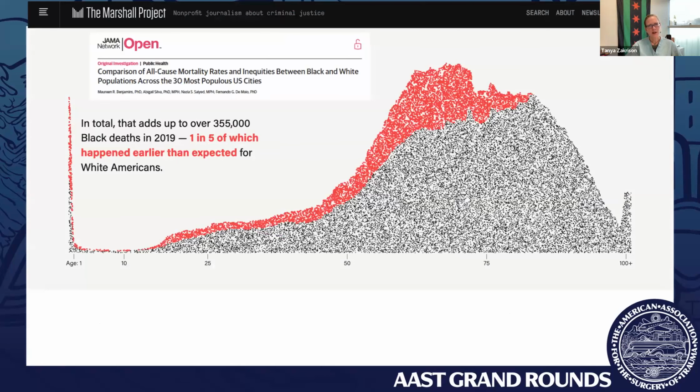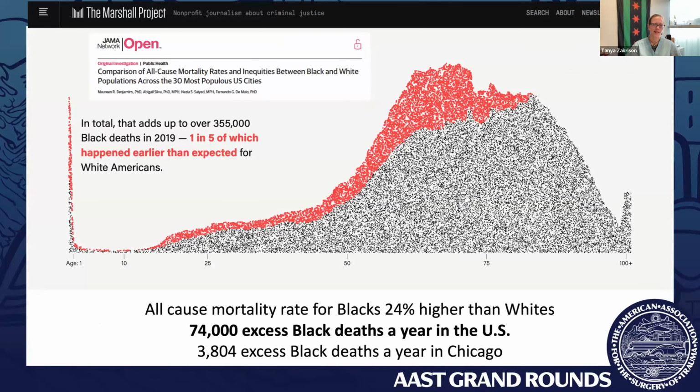So what does the racial wealth gap do? This leads to direct harm, and that harm is manifest in excess mortality rates, which is absolutely horrific if you think about it. And this is really nicely elucidated by Benjamins and DeMeo in a longitudinal study of all-cause mortality rates across 30 cities, where there's 74,000 excess Black deaths a year in the United States.